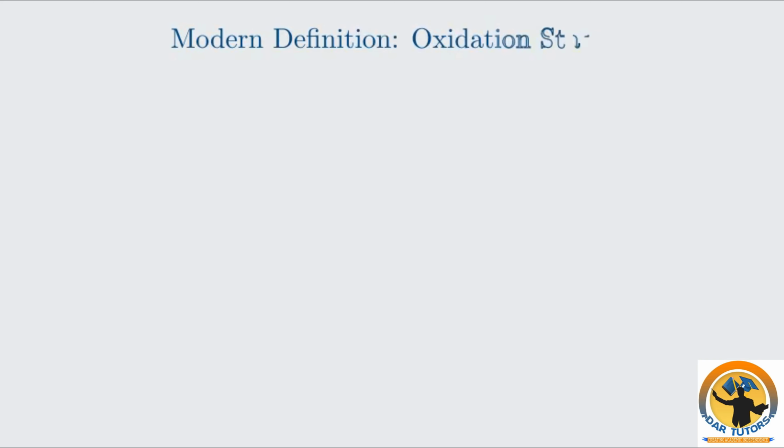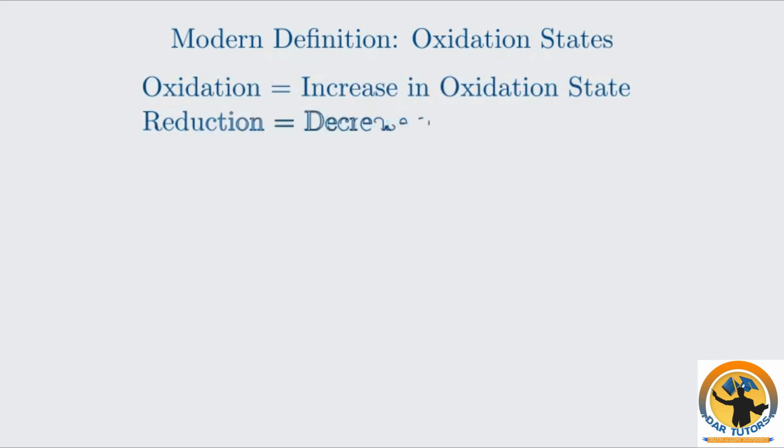This definition uses the concept of oxidation states, sometimes called oxidation numbers. Oxidation is now defined as an increase in oxidation state, and reduction is a decrease in oxidation state. Let's repeat that for clarity. Oxidation is an increase in oxidation state, and reduction is a decrease in oxidation state. To apply this, we need to know how to assign oxidation states using a set of rules.